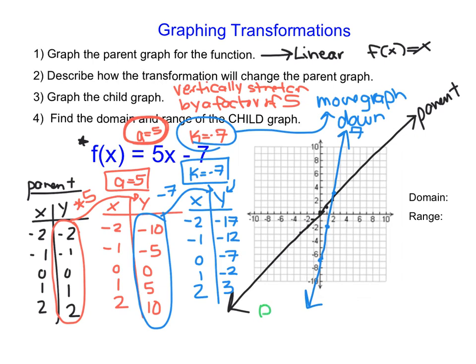Now the last thing we need to do here is identify our domain and our range. What's really great about linear graphs is you can see that these linear graphs, because they're diagonal, go forever to the right and left, forever up and down, and as a result, both of their domains and ranges are all real numbers. So you can put that for both.